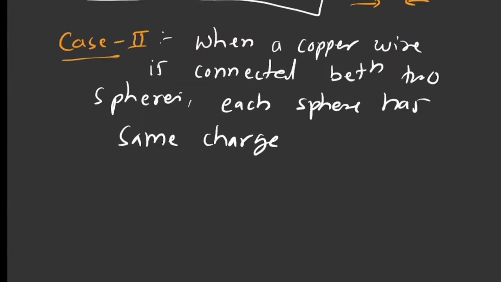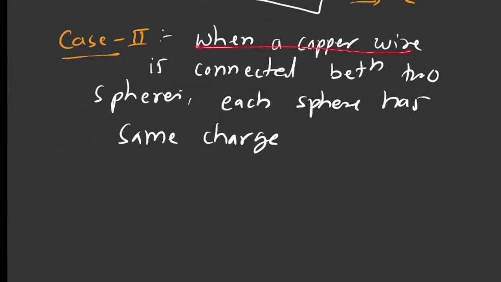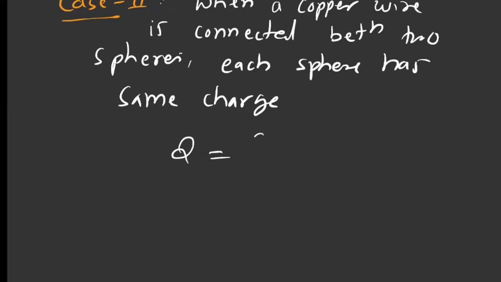Okay, and now see here, when the copper wire is connected between the two spheres for a short time and then removed, each sphere has the same charge. And what is the charge on each sphere? If Q1 is the charge on one sphere and Q2 is the charge on the other sphere, and they are connected for a short time, the charge on each sphere is (Q1 plus Q2) divided by 2. So this is the charge on each sphere.